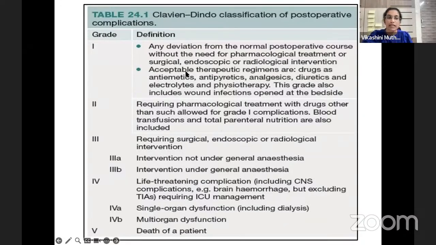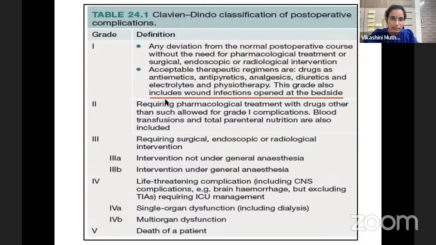So let's get into the details. Grade 1 is any deviation from the normal postoperative course without the need for any pharmacological treatment or any surgical, endoscopic, or radiological interventions. But certain drugs are acceptable in this grade, and that includes antiemetics, antipyretics, analgesics, diuretics, electrolytes, and physiotherapy. All these are included in grade 1. And here we also have the answer for our question. Yes, this grade also includes wound infections which are opened at bedside. So we got the answer.